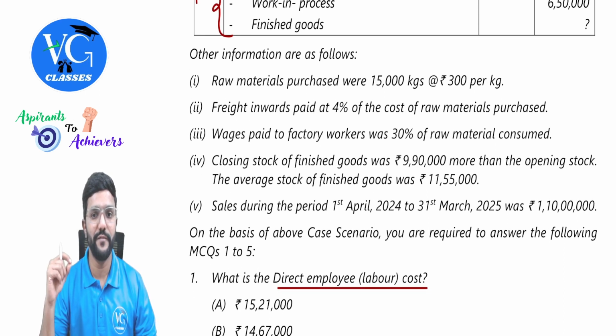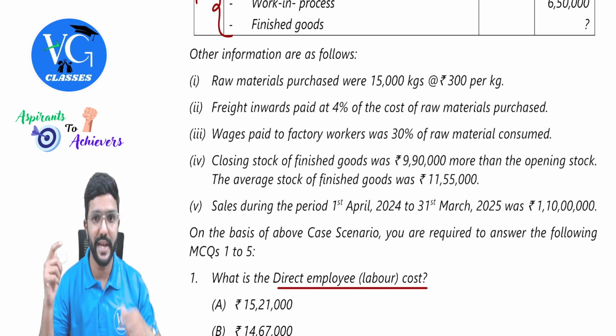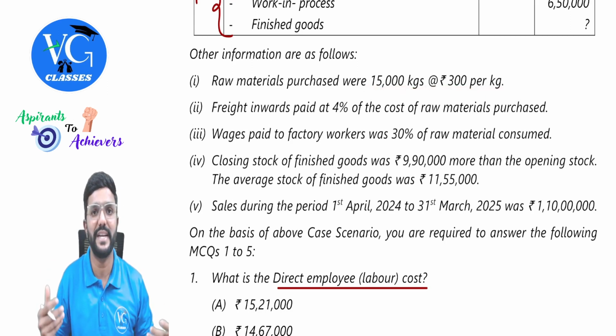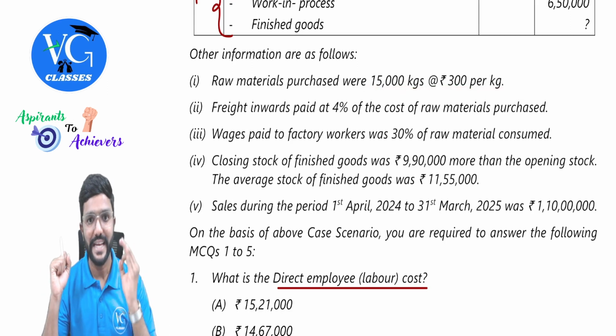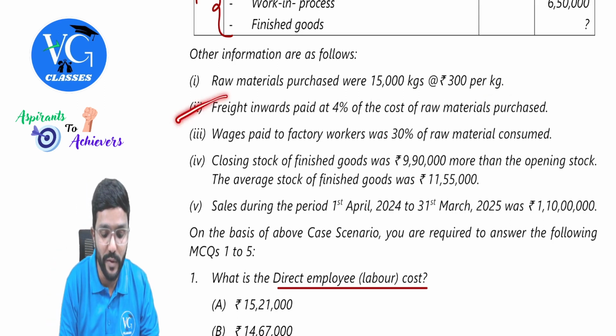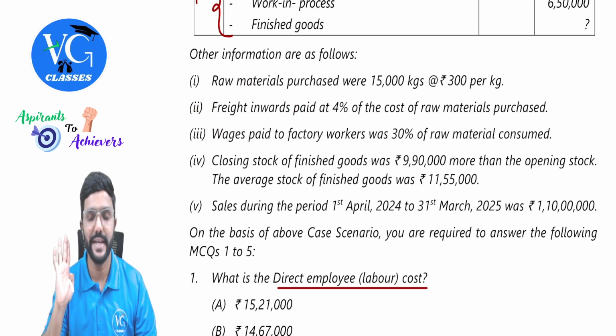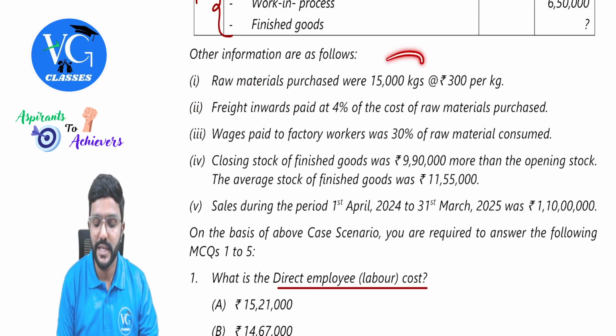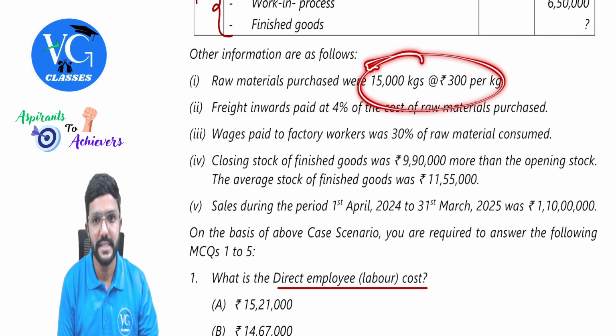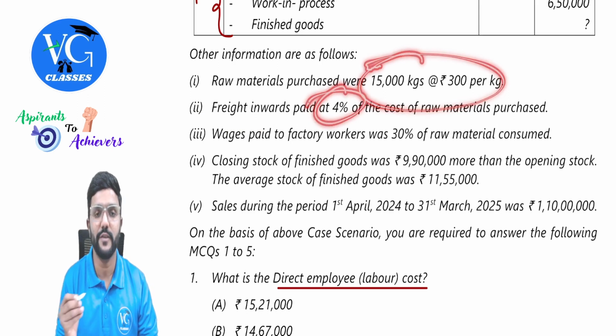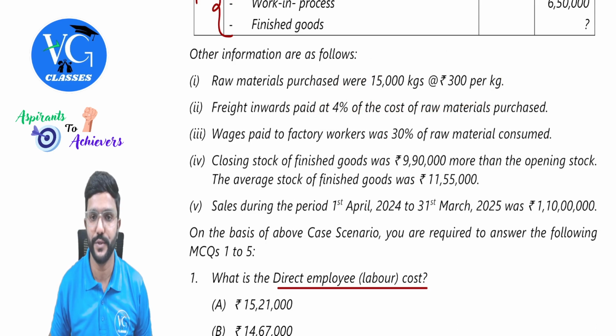Raw material purchased were 15,000 kgs at 300 per kg. So if I multiply, I will get the cost of material purchased. Freight inward paid at 4% of cost of raw material purchase. Guys, freight inward, please be careful. This is a part of cost of raw material consumed. So raw material purchase is 15,000 into 300. On that, we need to take 4% of freight inward. We need to add it to purchase cost.